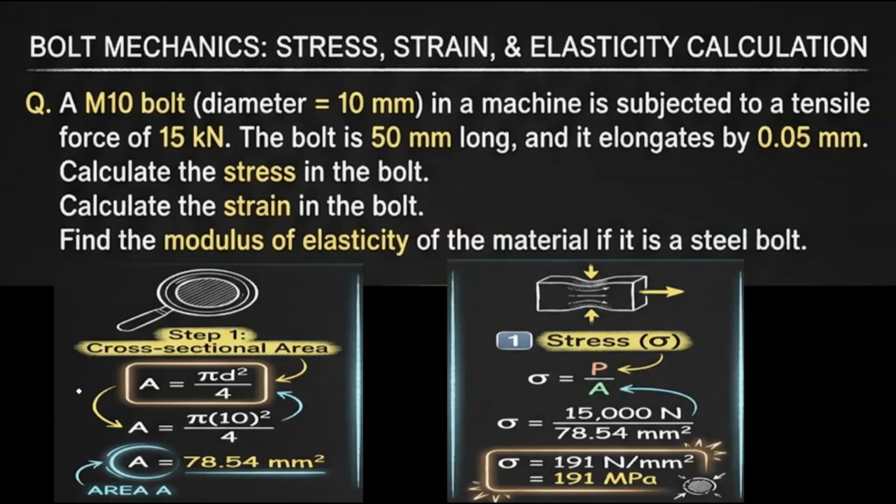Step 2: Stress in the bolt. Now, we calculate the stress. Stress is defined as force per unit area. So stress equals 15,000 newtons, as we have to take the value in newtons, divided by the area of 78.54 square millimeters. After calculation, the stress in the bolt is 191 newtons per millimeter square, which is equal to 191 megapascals.